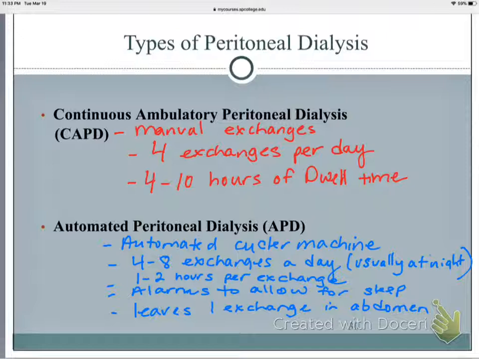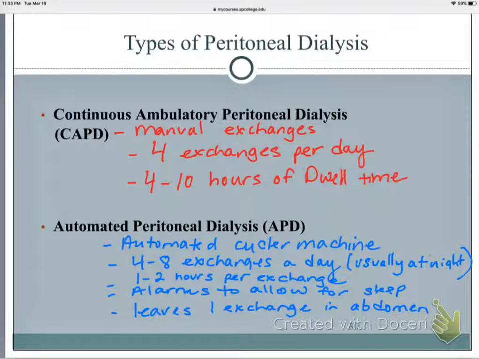So there's different types, like we talked about, and I would focus on these, and they're in your textbook. Okay. So the CAPD is performed every few hours during the day. They're manual exchanges, usually 4 per day, and they can be 4 to 10 hours of dwell time. So you can see this probably wouldn't be the one I would choose anyway if I wanted any kind of a life, right?